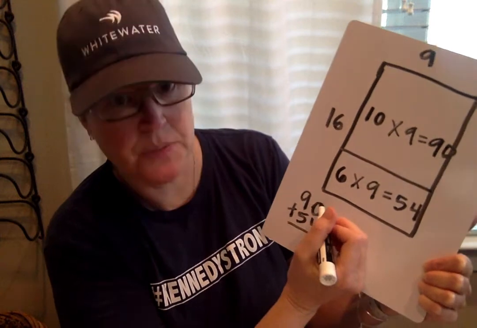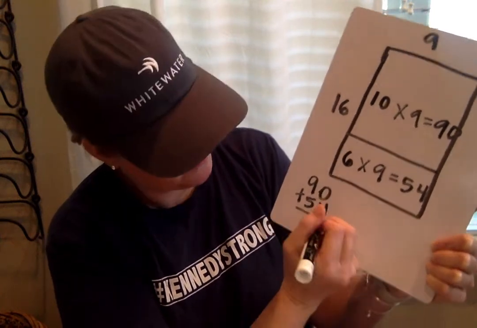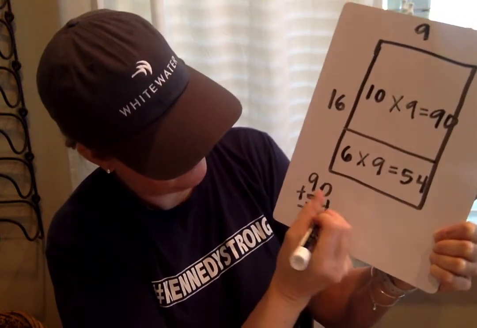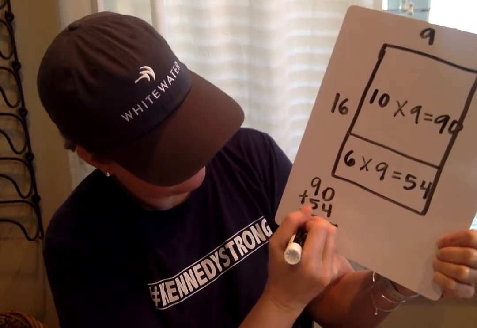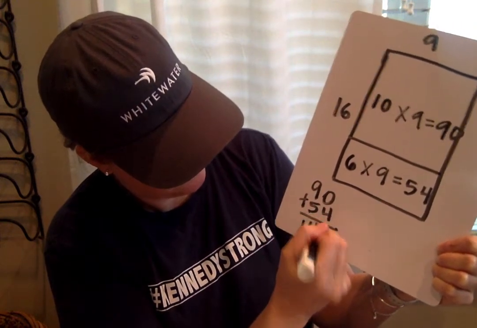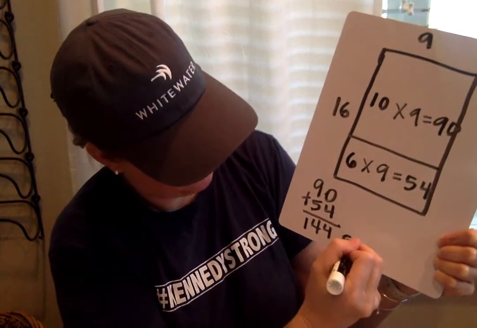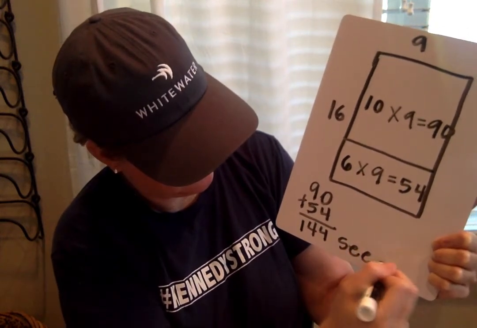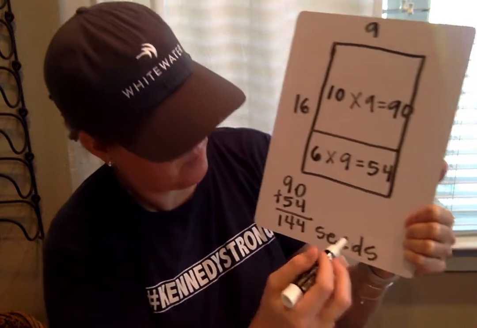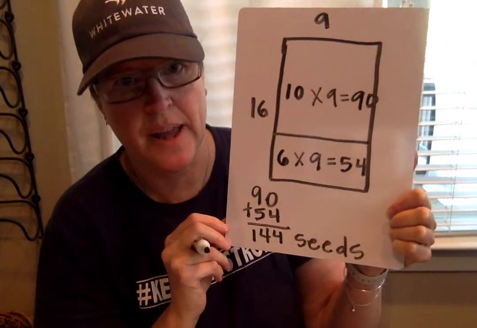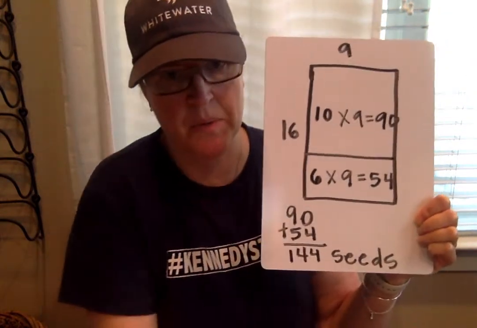And I'm going to add the ones place first. 0 ones plus 4 ones is 4 ones. 9 tens plus 5 tens is 14 tens. And we end up with 144 seeds planted. Because remember, we're planting seeds. Okay? So you're going to write those 3 number models at the bottom of the page.